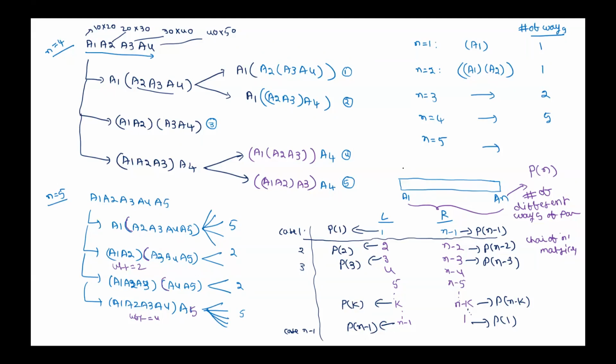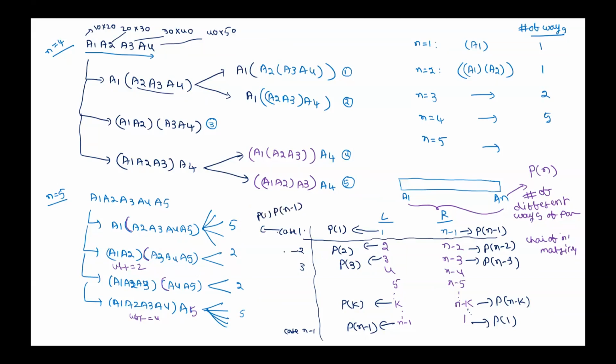See, we have a left part and a right part. Left can happen in P1 ways, right can happen in Pn minus 1 ways. Both left and right can happen in how many ways? P1 into Pn minus 1. Yes. Case 1 can happen in a total of P1 into Pn minus 1 ways.